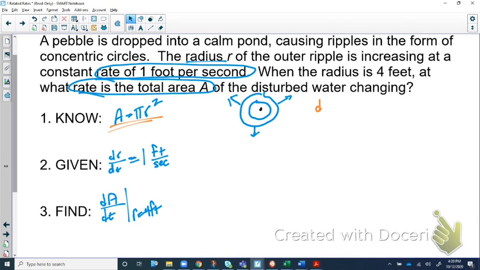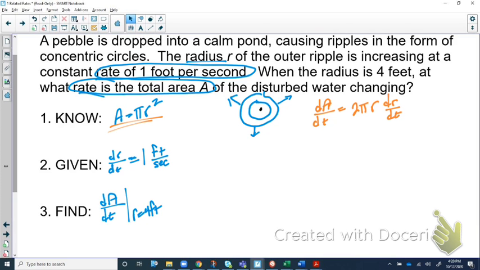So I'm going to say dA dt, the derivative of the area with respect to time, or the rate at which the area changes with respect to time, is equal to, and here I would get 2 pi r dr dt. And there's our differentiated area formula. And at this point, it's really just a plug-and-chug exercise.